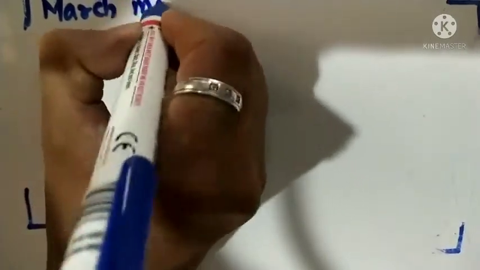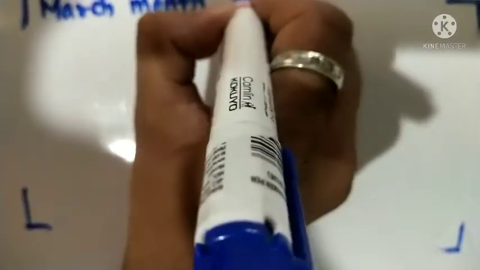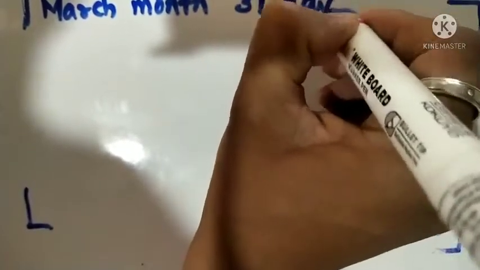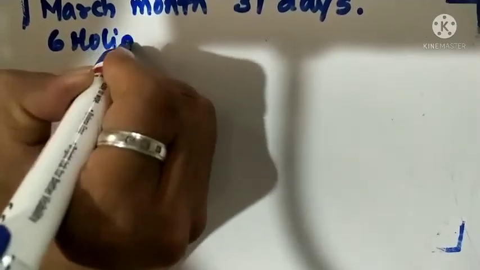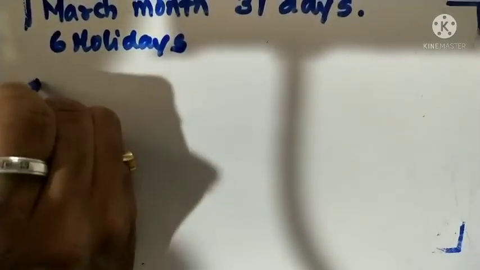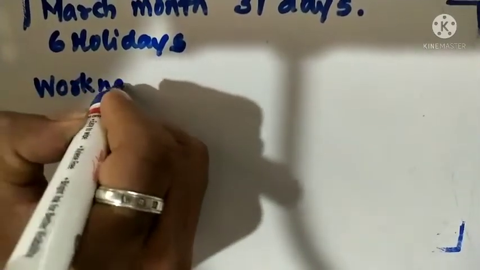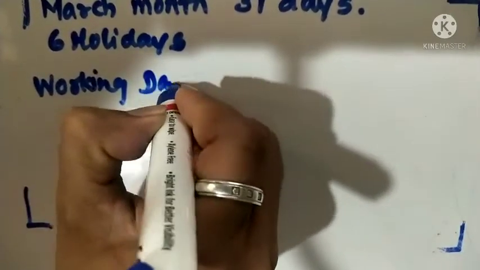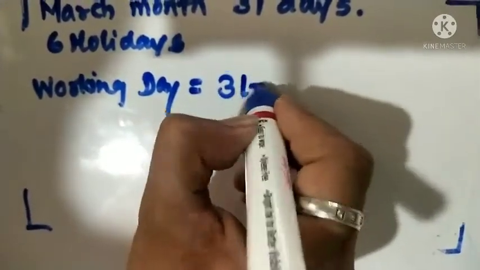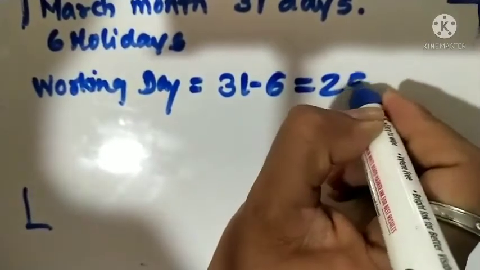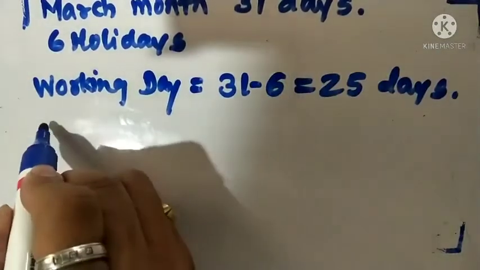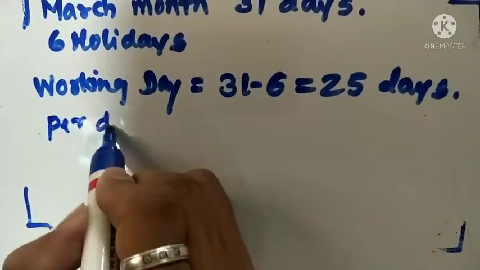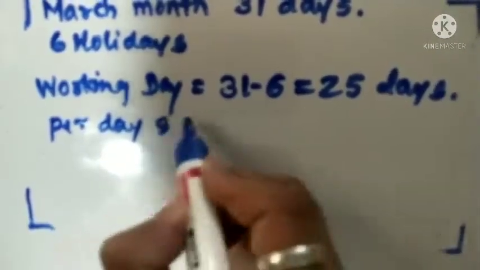So let's start the problem. The first, in a March month 31 days are there and 6 holidays they have given. So 31 minus 6, you will get 25 days as working days. So in these 25 days the workers are working 8 hours per day and total number of workers are 50.